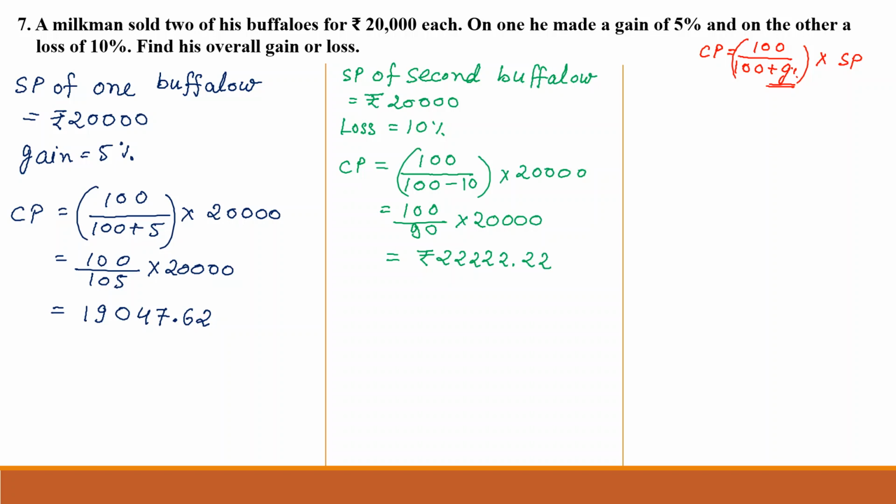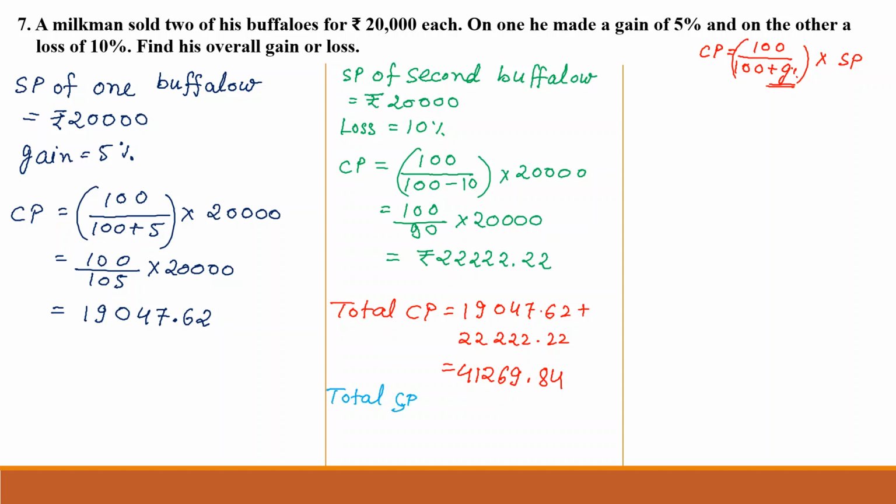And now finally we calculate the total CP. That will be equal to 19047.62 plus 22,222.22. When we solve it, we get 41,269.84. Then we calculate the total selling price also. Total selling price is 20,000 plus 20,000, which gives you rupees 40,000.